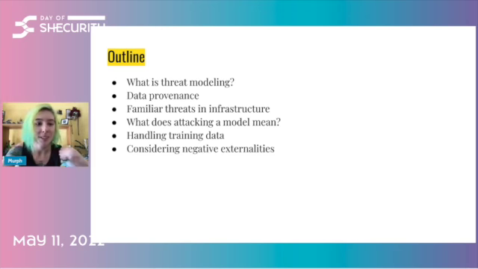Okay, so where are we going? Quick review of what threat modeling is and the goals. And then we're going to talk about data provenance. We're going to hopefully take a bit of a mental break to talk about infrastructure threats, which should be, I hope, a little bit more familiar. And then what does it mean to attack a model? Anytime you build an app and you put something on the internet, people are going to try to attack it. But when that is a machine learning model, what is different about that? And then we're going to have a quick chat about training data. And then I will have a political complaint about negative externalities.